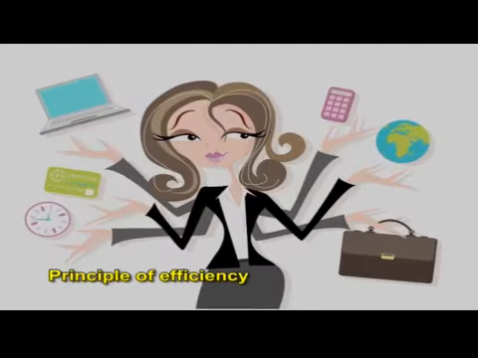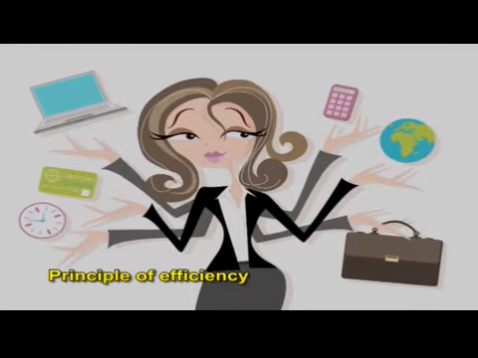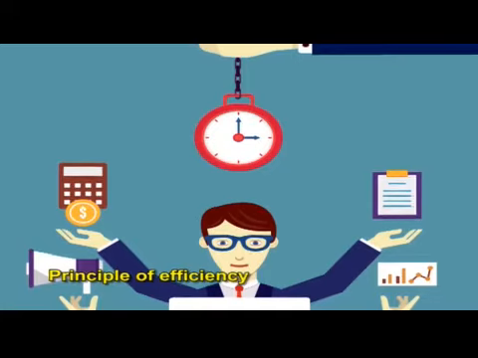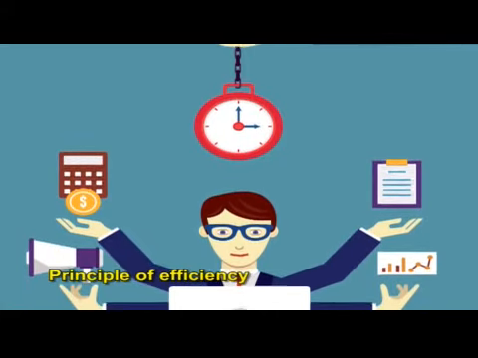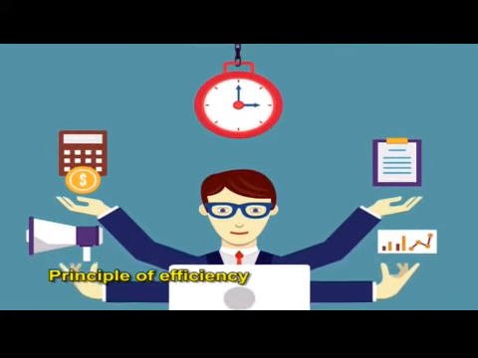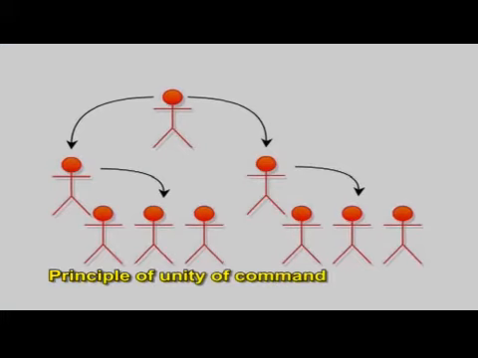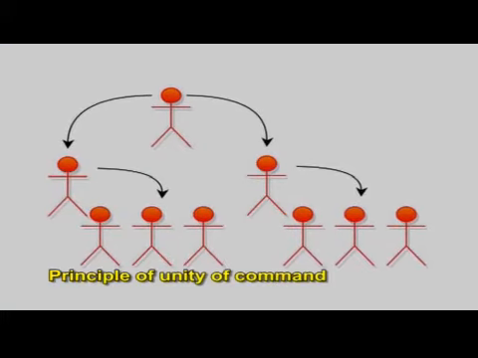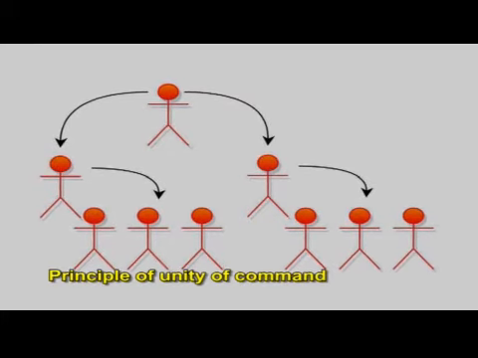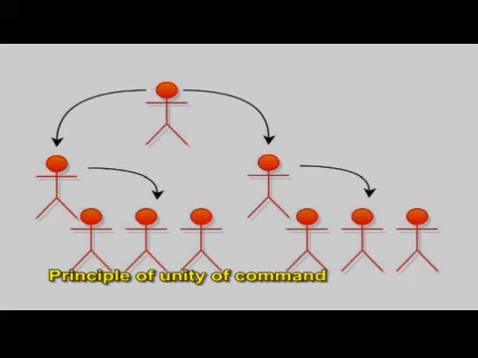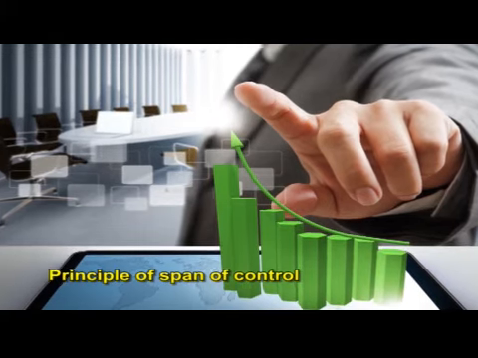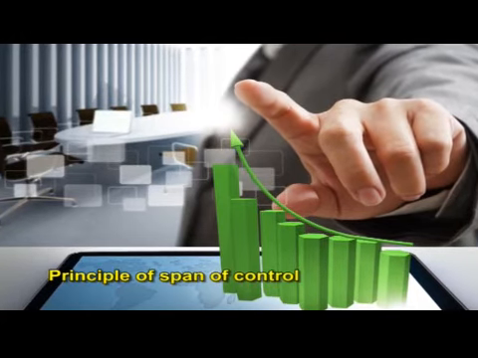Principle of efficiency. In an enterprise, different resources are used. These resources must be used in an effective manner. When the organization fulfills the objectives with minimum cost, it is effective. Organization must always concentrate on efficiency. Principle of unity of command. Subordinates should receive orders from a single superior at a time, and all subordinates should be accountable to that superior. More superiors lead to delay, confusion, and so on. Principle of span of control. Unlimited subordinates can't be supervised by a manager.